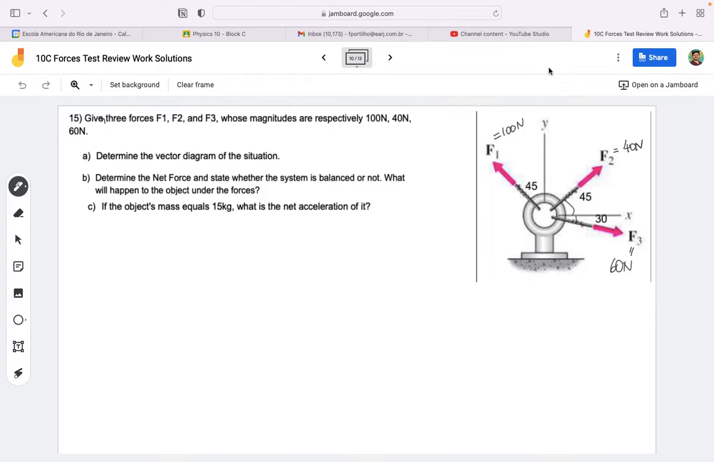So I'm just going to write down again the vector diagram where the object is just simply a point at the center of the plane. So here we have 100 newtons that is standing 45 degrees relative to the y-axis. But if it's 45 relative to the y-axis, it will also be 45 relative to the x-axis, given that the complement of 45 is also 45.